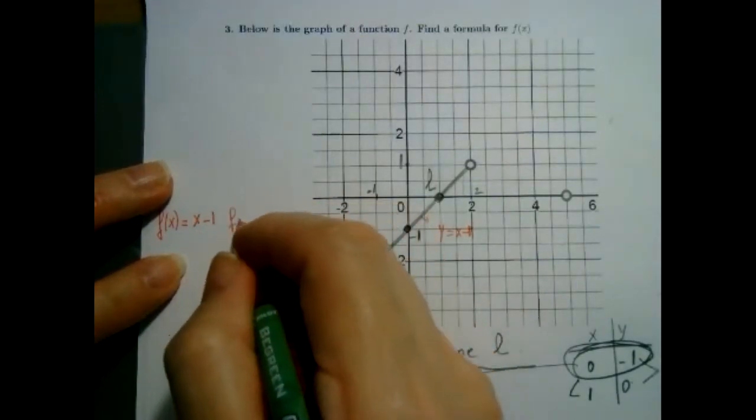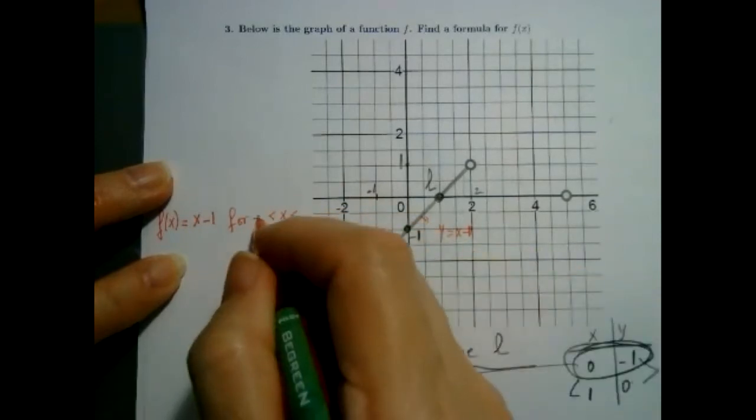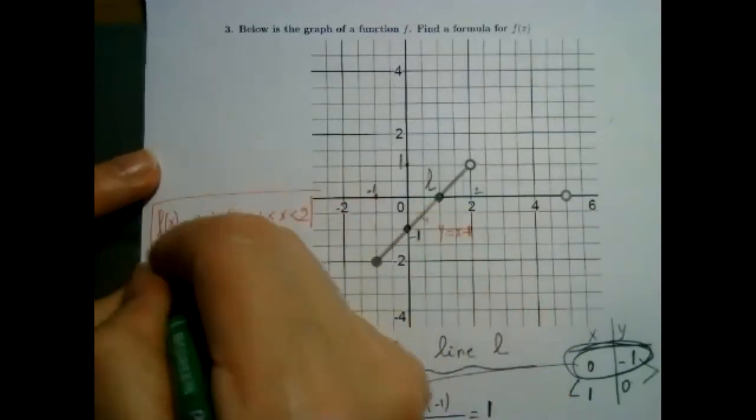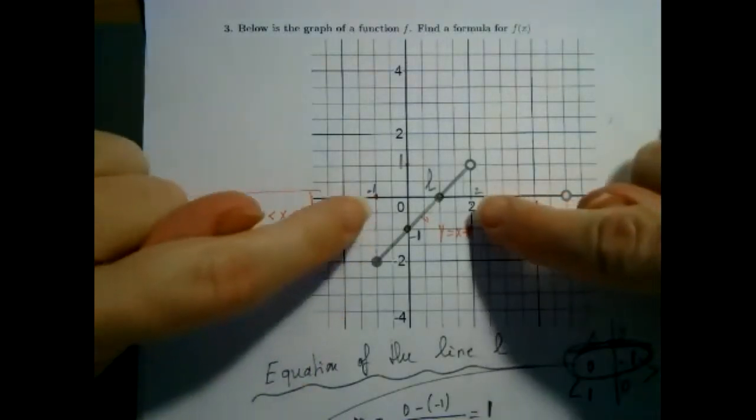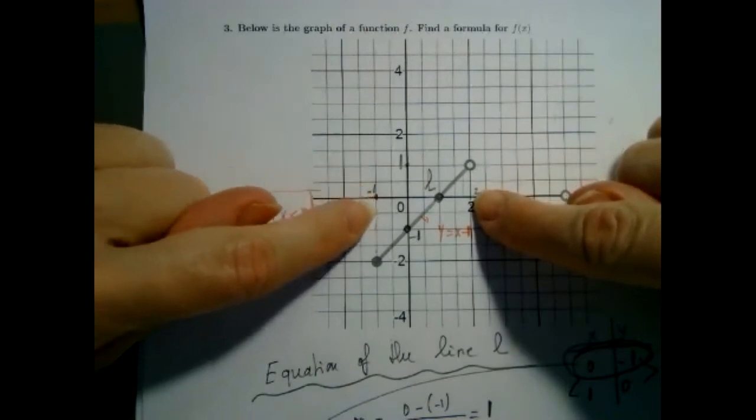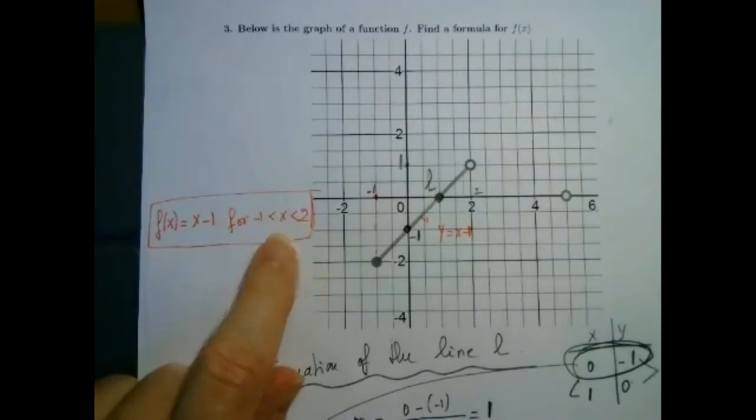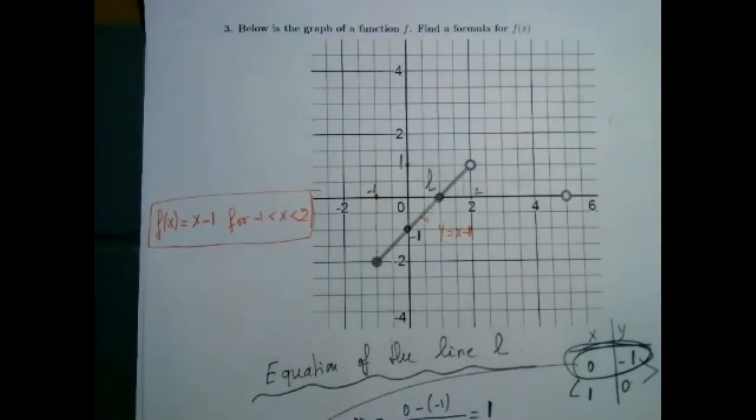For x between, this is the domain now, for x between -1 and 2, open at 2. And that's going to be the formula for my function. So the formula should reflect that the domain is between -1 and 2. I will write x minus 1, that's the rule, but for x between -1 and 2, because my function is not defined beyond this interval. And it's going to be closed at -1.